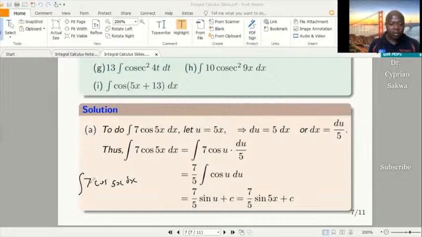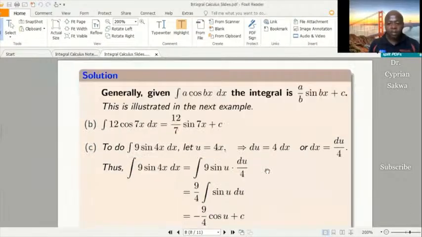Now, when I look at this, I can see the 7 and the 5 in my final answer. What was here is divided by what was here. So I have 7 out of 5. Then I've just integrated cos to be sine and inserted that, and then added the constant of integration. So it's very easy when I look at this.